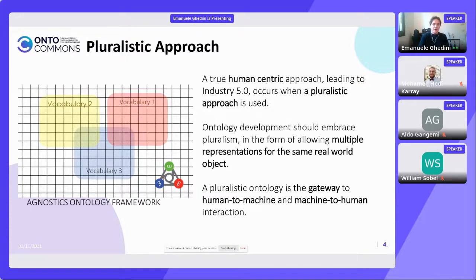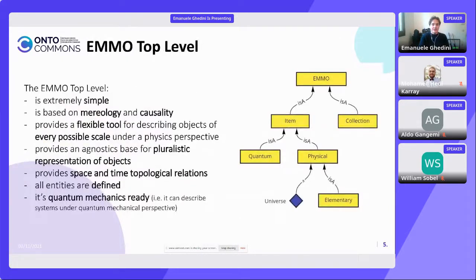In order to do so, we have to build a really agnostic ontology framework that is able to host several different vocabularies with some overlapping entities and maybe also some incompatibilities. So that's how and why we developed the top level of the EMMO, that, as you can see, is extremely simple, but still is rooted in the principles of physics.